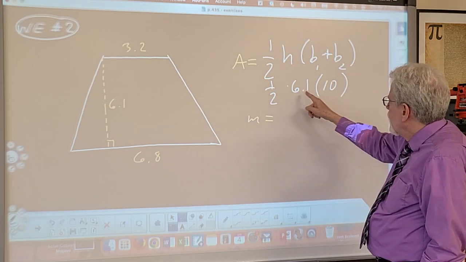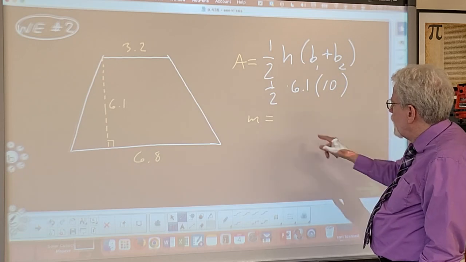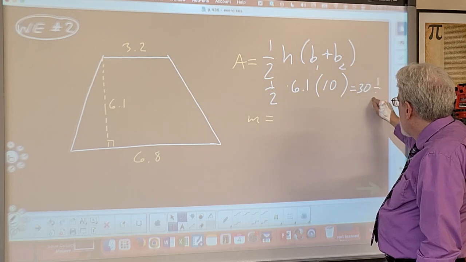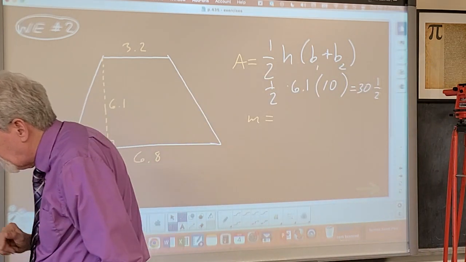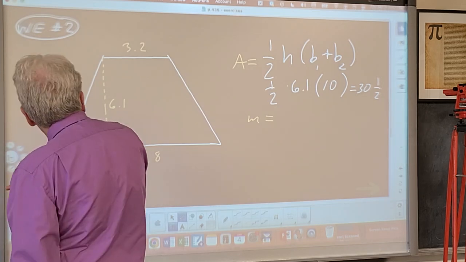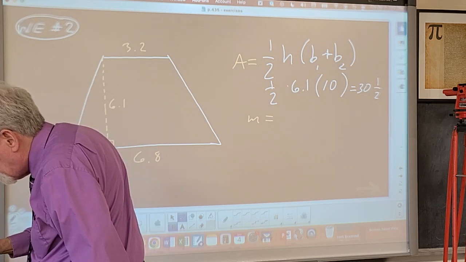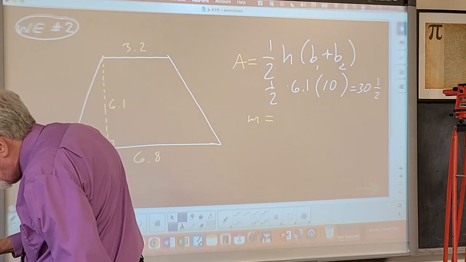So now we have 6.1 times 10 is 61. Half of 61 is 30 and a half. The area is 30 and a half, 30.5. Checking my work, make sure I'm not doing anything silly here. I hate to move on having made a mistake. They don't give you a diagram, but that's okay. You don't need one. I gave you one here. And yep, we get 30 and a half.